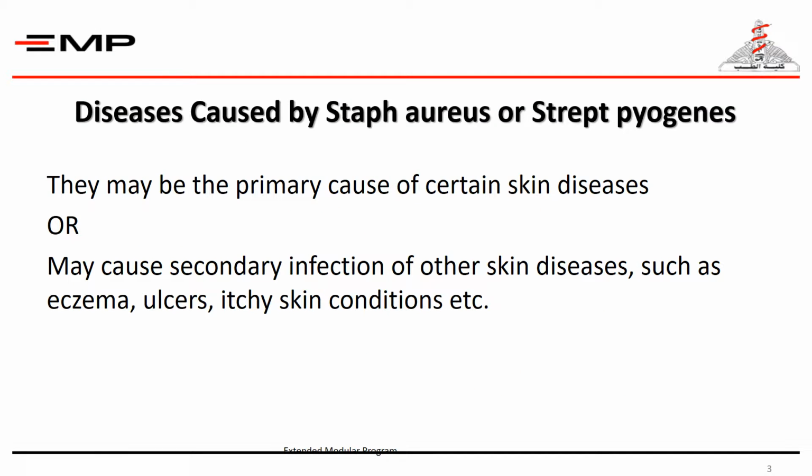The diseases caused by Staph aureus or Strept pyogenes are either a primary cause of certain skin diseases, or they may be a cause of secondary infections of other skin diseases such as eczema, ulcers, itchy skin conditions, etc.